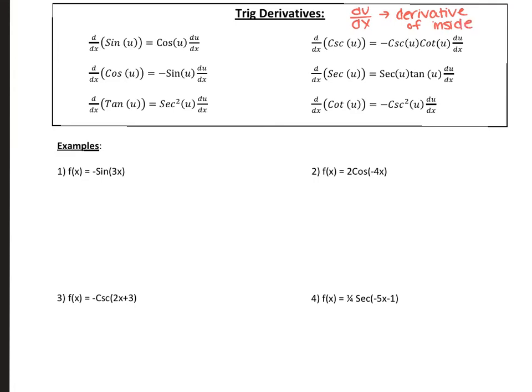You may also want to write on top of your paper sine, cos, negative cos. It at least helps with these first two derivatives and positives and negatives. So let's talk through a couple of examples.